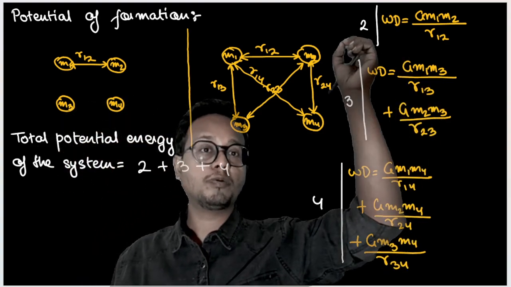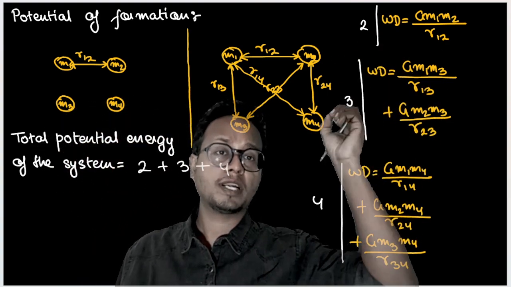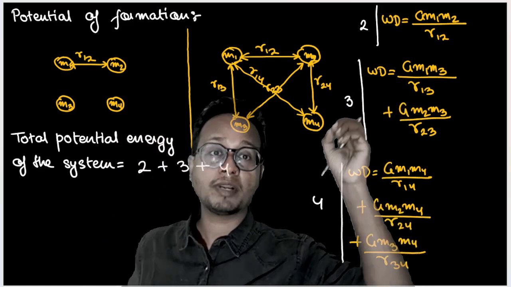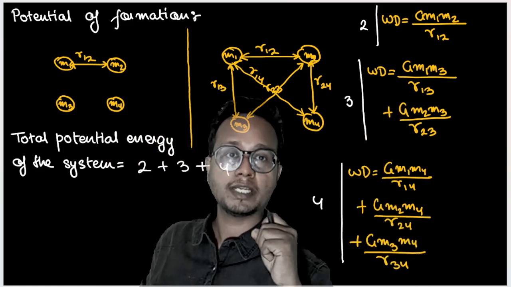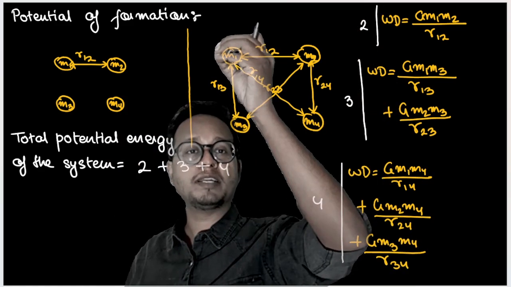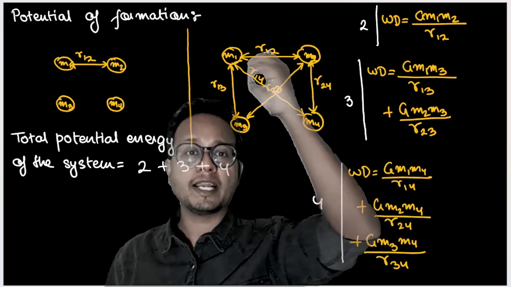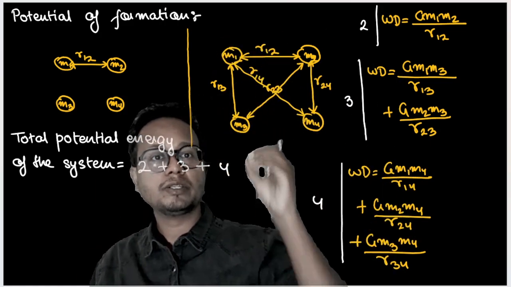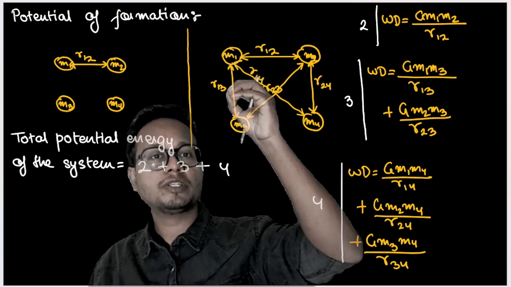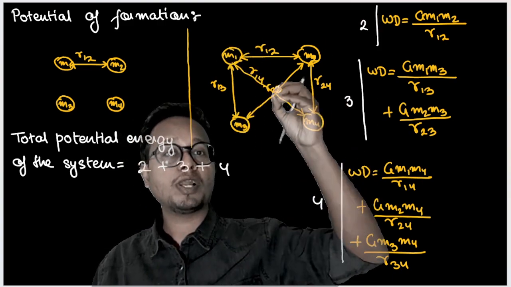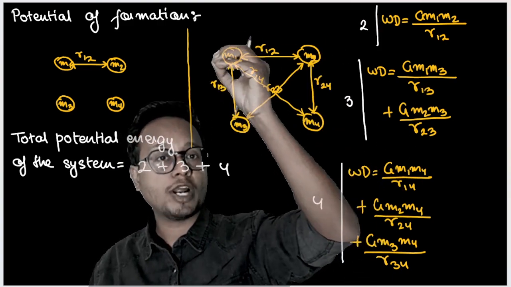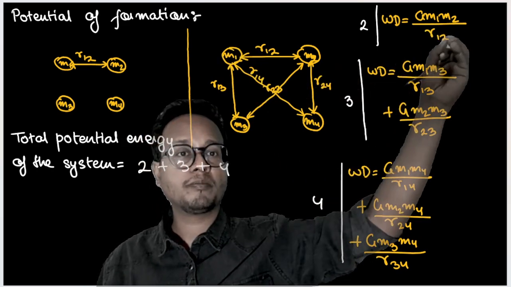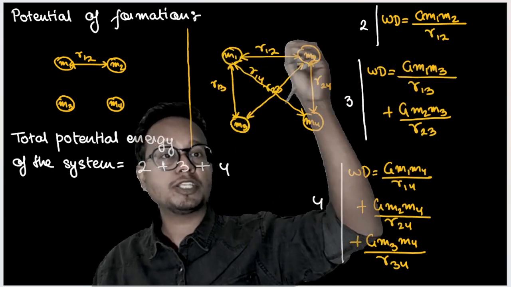That is the work done by gravitational force to bring mass 2, to bring mass 3, and to bring mass 4. And where is mass 1? What is the work done in bringing mass 1? When mass 1 arrived, there was no other mass in the vicinity, so there was no gravitational force on mass m1. So there is no work done on mass m1. But while bringing mass 2, mass m1 was already present, so this work was done. While bringing mass 3, mass 1 and mass 2 were already present.